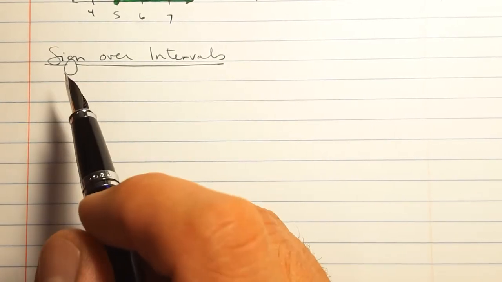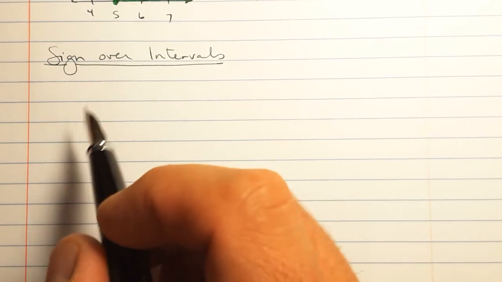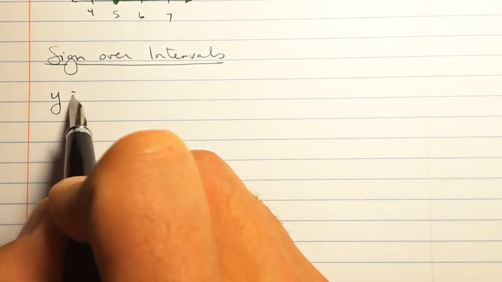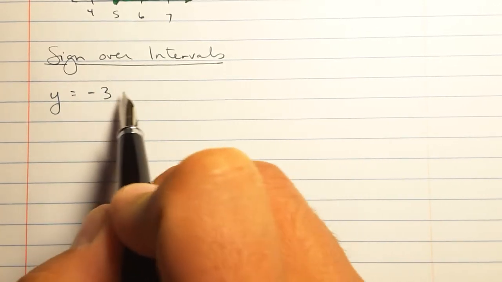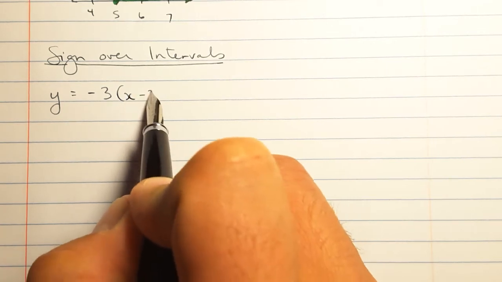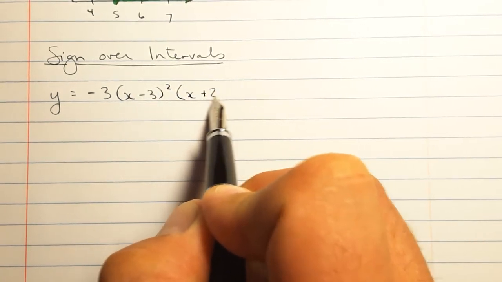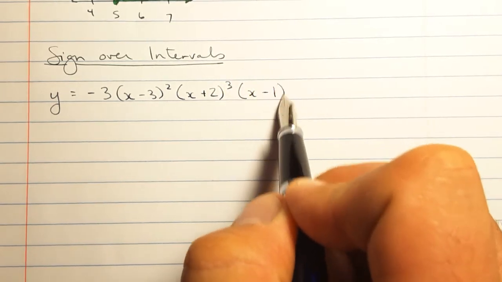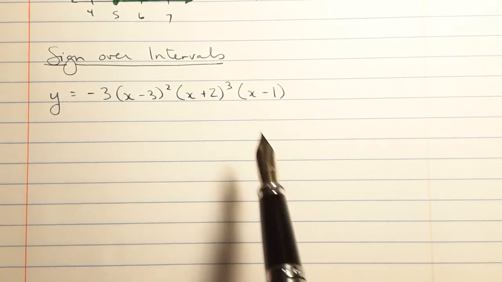Well, interval notation gives us a nice way to talk about the sign of a function, positive or negative, over the intervals. It gives us a concise way to write that down. So let's look at a specific example here to explain this idea. Let's go with -3(x - 3)^2(x + 2)^3(x - 1). Now this function has 1, 2, 3 different zeros.